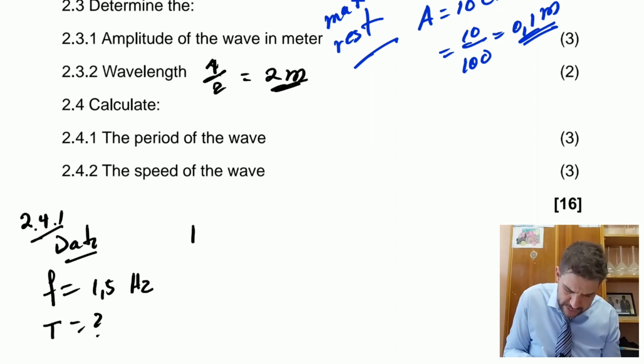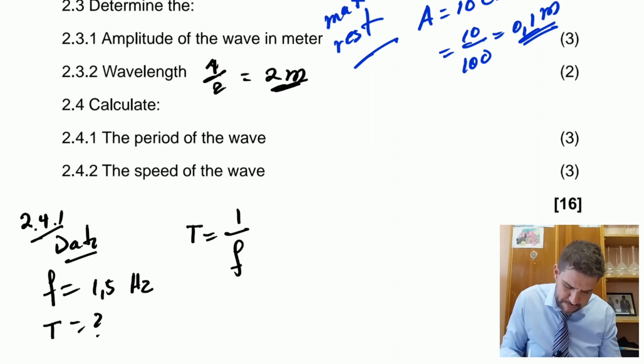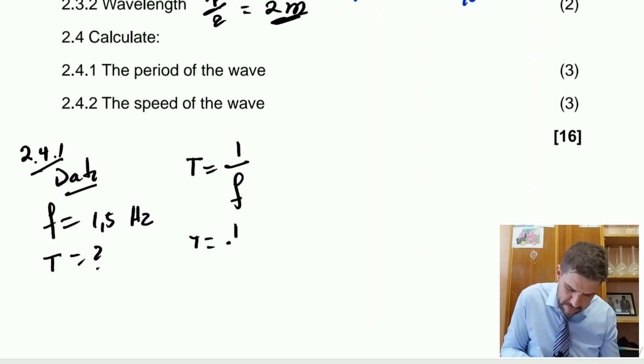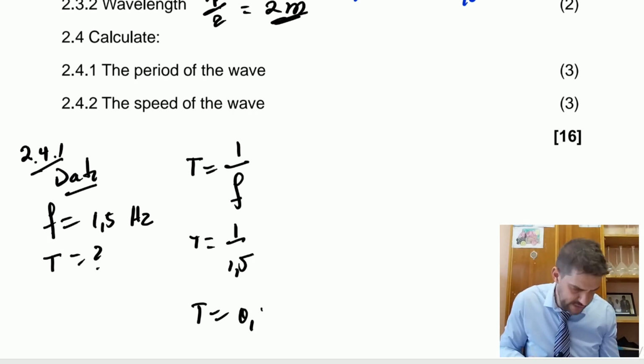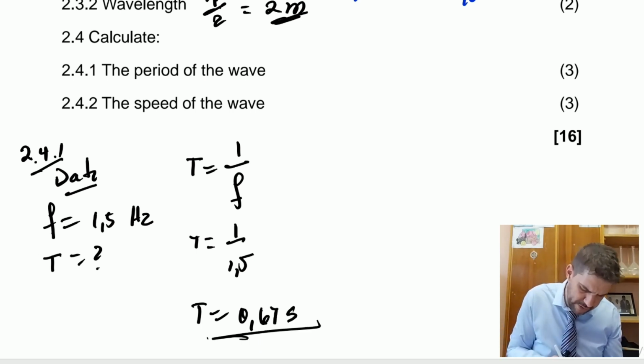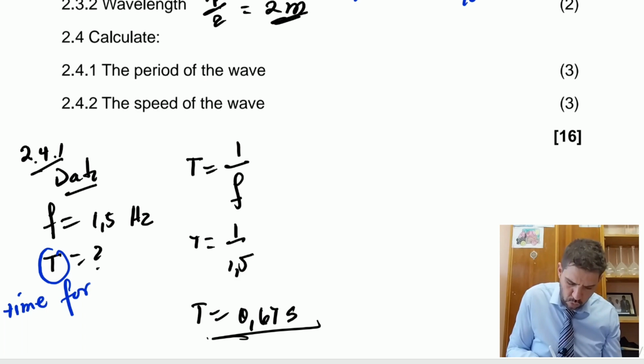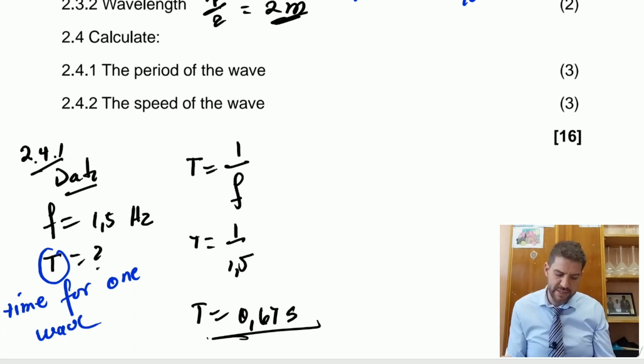So period is equal to 1 divided by frequency. In other words, period is equal to 1 divided by 1.5. When you do those easy calculations, period is equal to 0.67 seconds. Now, important, let me just write a note here. Period is time for one wave. One is with N, guys. Period is the time for one complete wave.